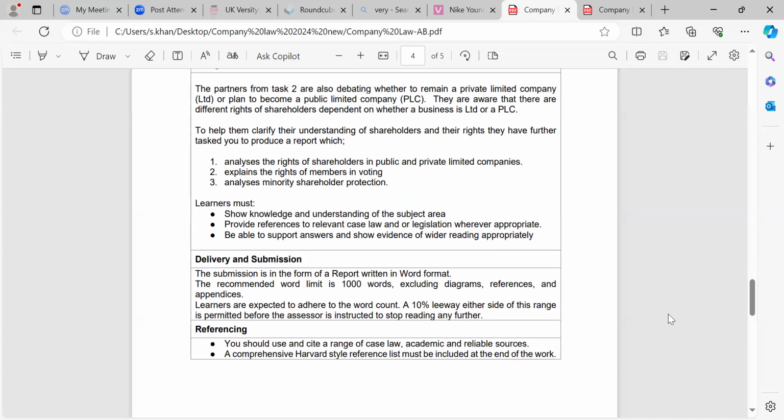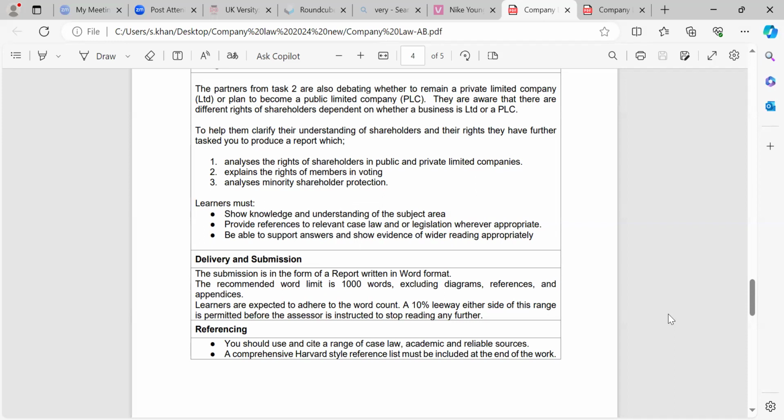The partners from task 2 are also debating whether to remain a private limited company, which is an LTD, or plan to become a public limited company, which is a PLC. They are aware that there are different rights of shareholders dependent on whether a business is a limited company or a PLC. To help clarify their understanding of shareholders and their rights, they have further tasked you to produce a report which will include the following. Number 1, it analyses the rights of shareholders in public and private limited companies.